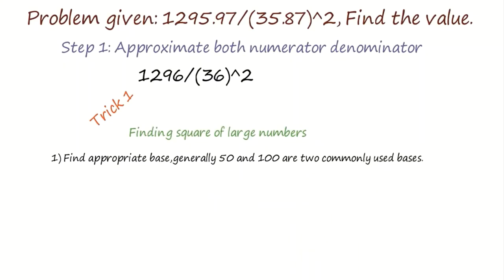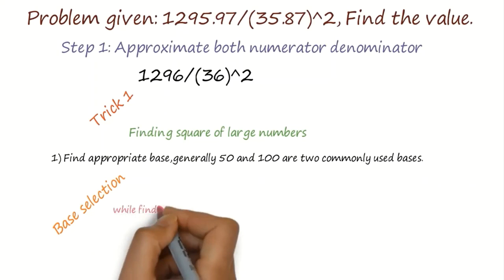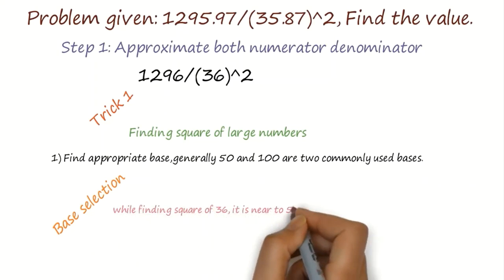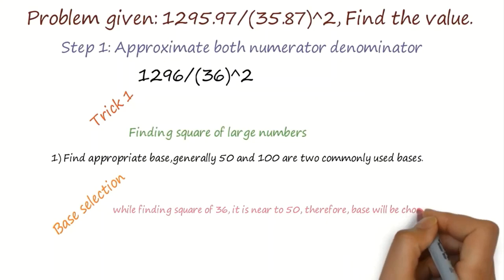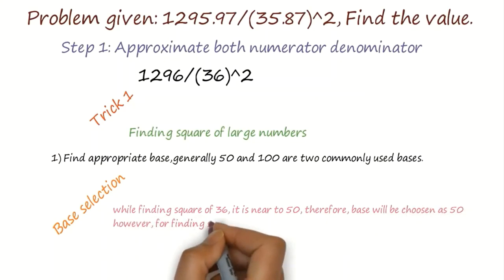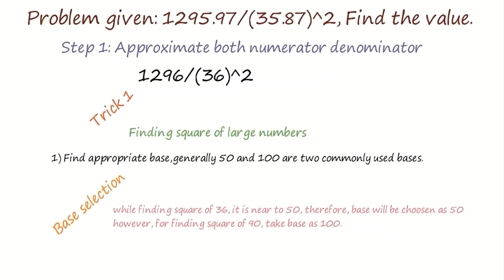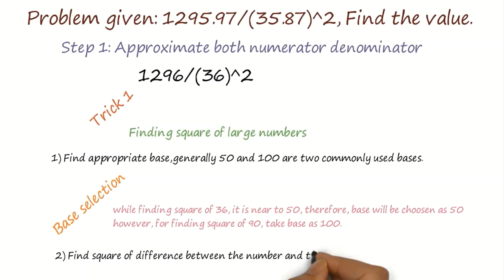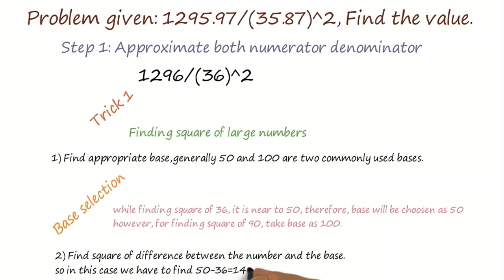Now it is important to choose the appropriate base value. Here 36 is near to the base 50. Therefore, 50 will be the chosen base. However, if we have to find the square of 90, then the chosen base will be 100. Next step is finding the square of the difference between the base and the number to be squared. That is, in this case, 50 minus 36, which gives you 14, and you have to find out 14 square.